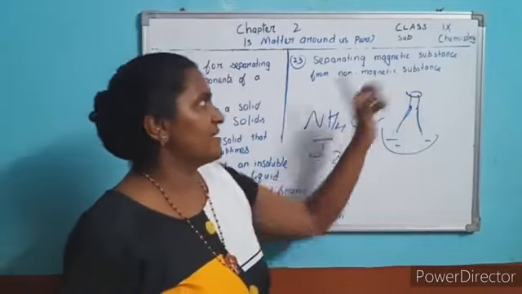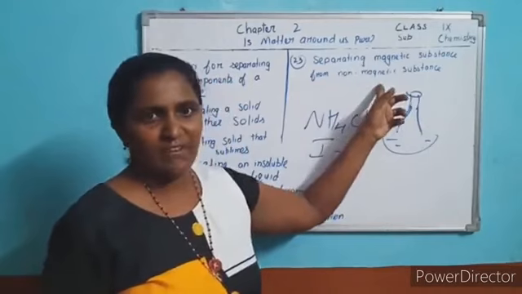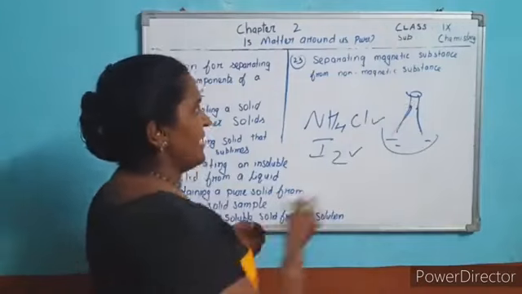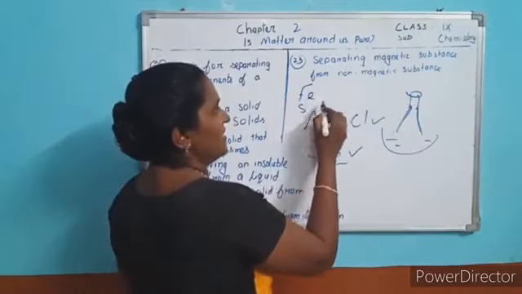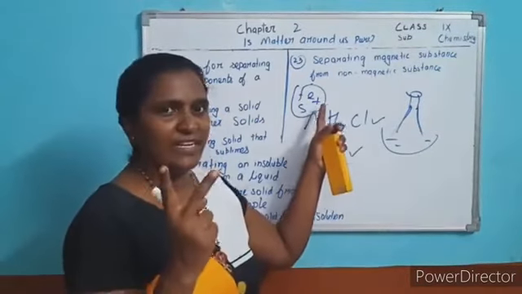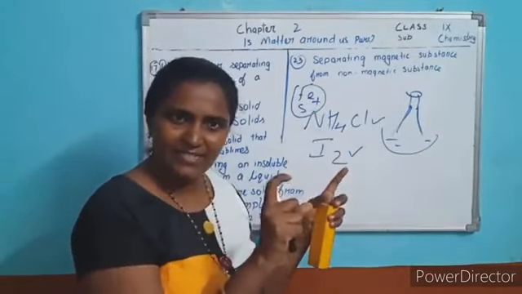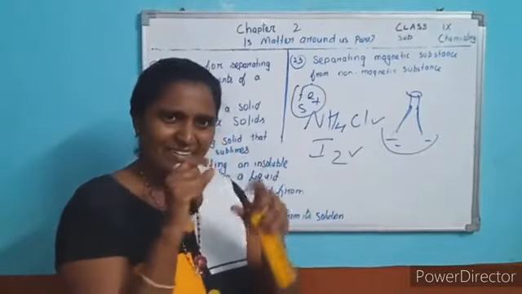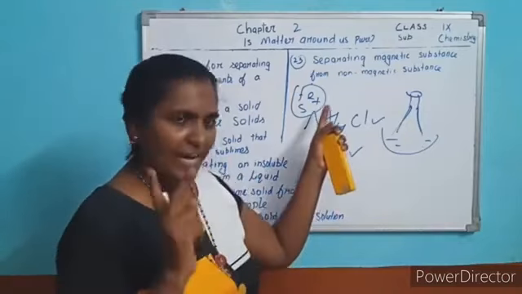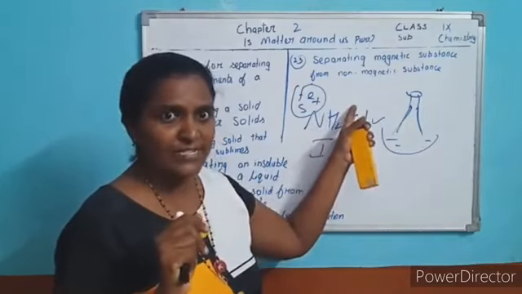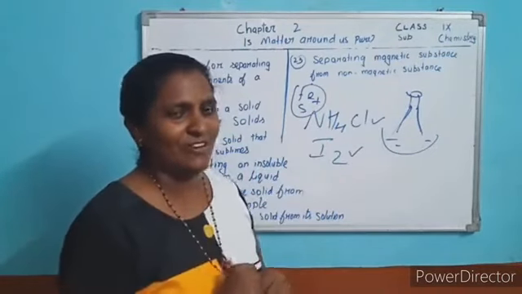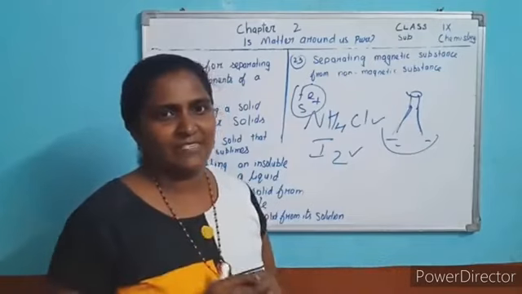Next, magnetic substance from non-magnetic substance. Sulfur is non-magnetic, or sand is a non-magnetic substance. Okay, iron with sand or iron with sulfur. How will you separate? Two methods. Either you may take a magnet. When you bring the magnet to the mixture, only the iron particles cling to the magnet, whereas sulfur does not. Otherwise, carbon disulfide solution is there. You pour the solution, only sulfur will dissolve, whereas iron does not dissolve. So through filtration we can separate.